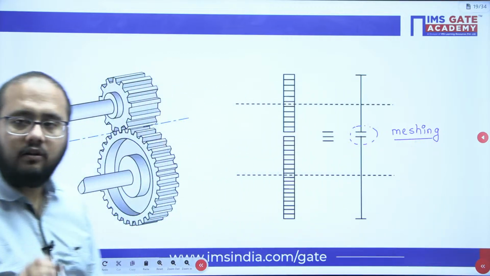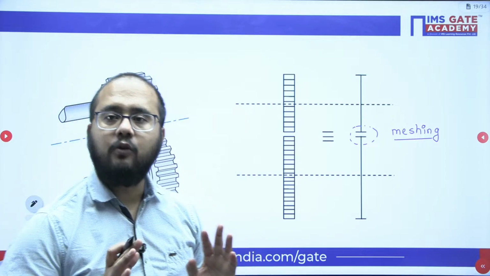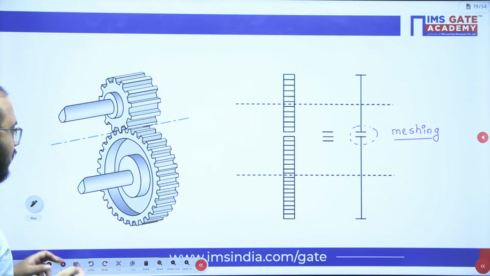Right? This is called meshing. External gear meshing, it is there. Right? I hope it is clear how to draw a line diagram. Now coming to the next part.